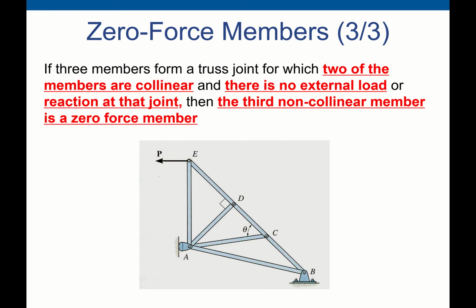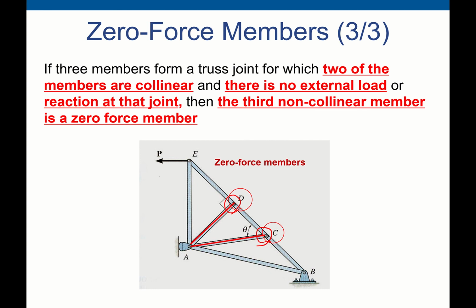Okay. Another example here is that you can see that at this joint, CD are collinear. There is no external load on joints D and C. Then this third member, which is a non-collinear member, is also a zero force member.